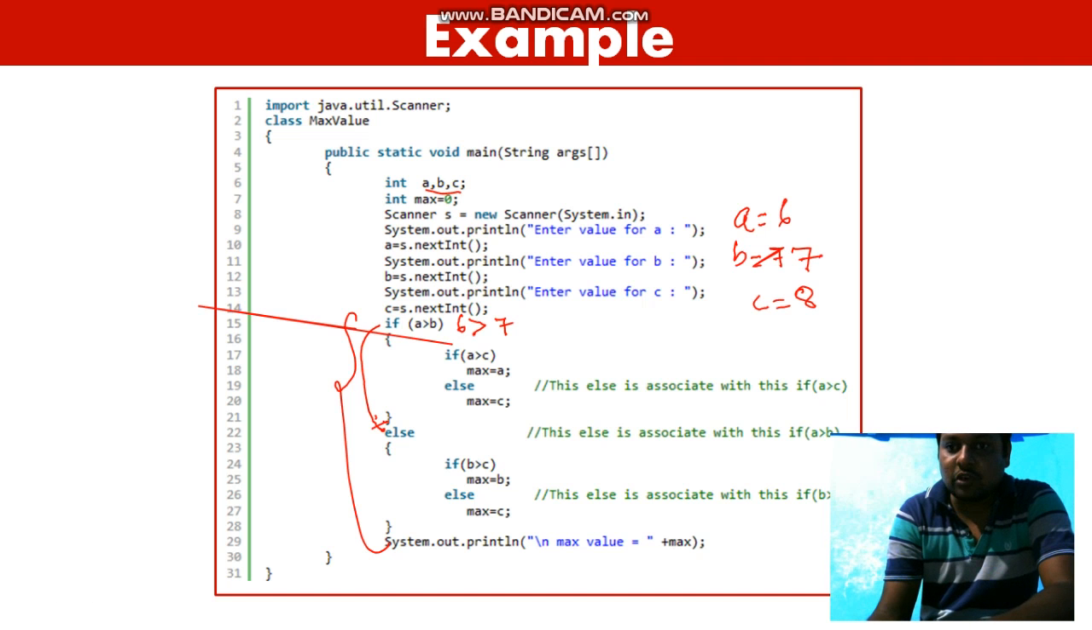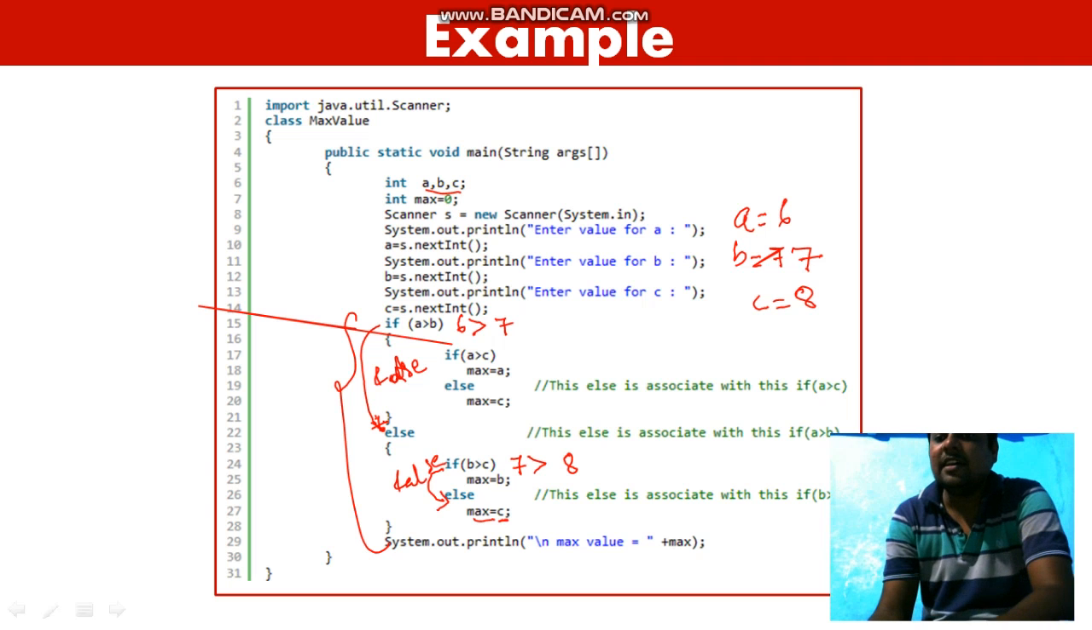When a's condition is false, it will directly move to the else body. After that, in the else, it will be checked again. b greater than c means b value 7 greater than c value 8. 7 greater than 8 is false, so it will go to the else, and max is equal to c. Yes, the maximum value is c. Now we change the values and check once again. Now a is equal to 9.